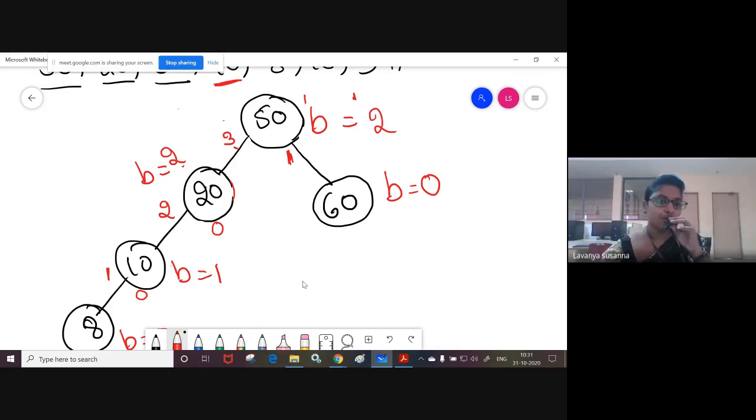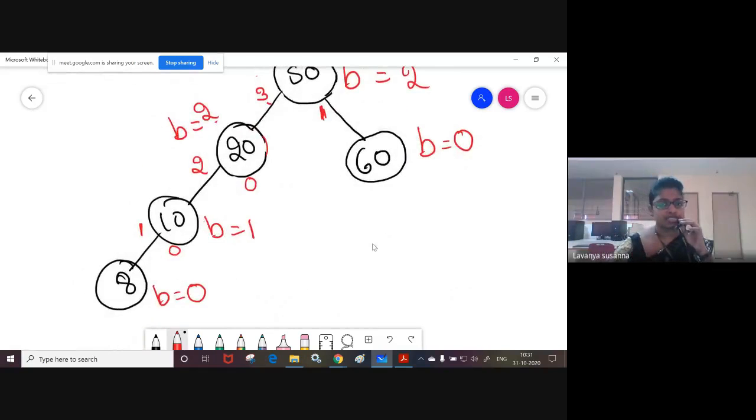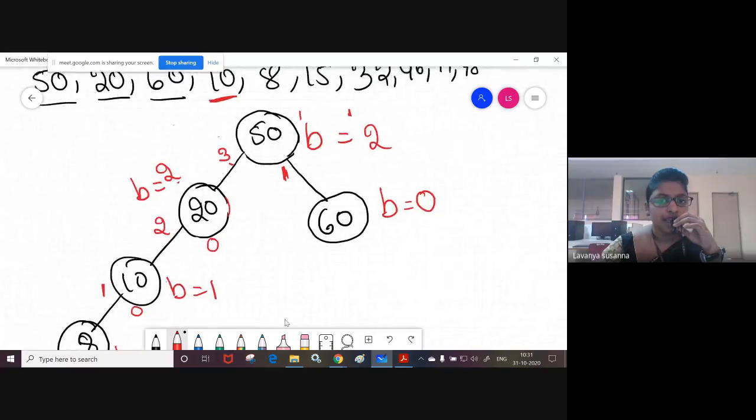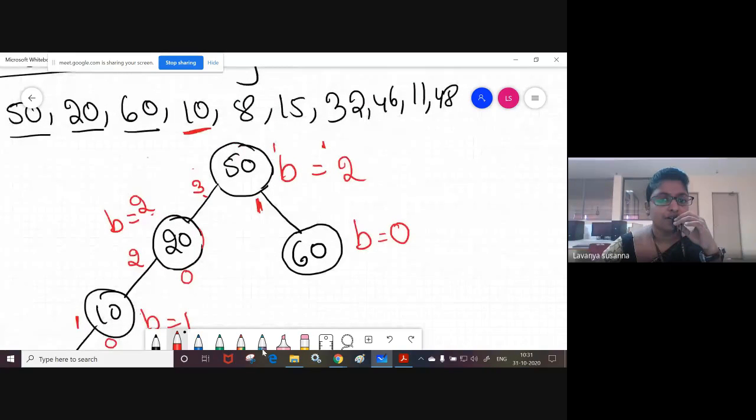Now you need to know at which node you need to balance. See here, at node 20 you got B equal to 2. At node 50 you got B equal to 2. So at which node do you need to balance? There are 2 nodes. You need to know, right? At which node you need to balance?